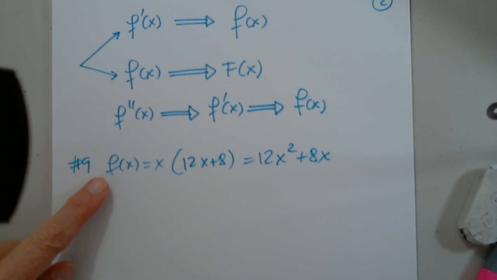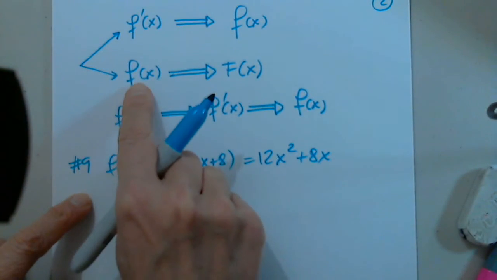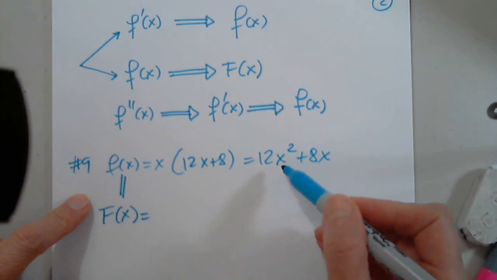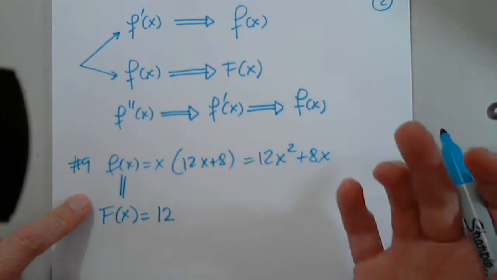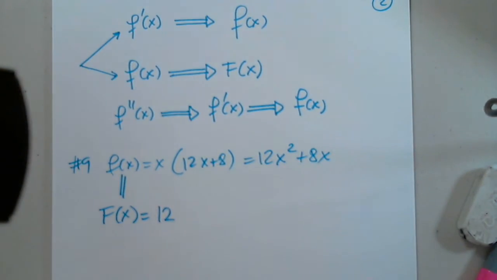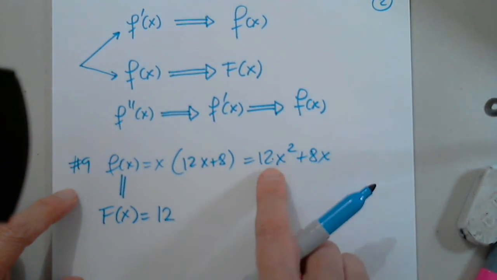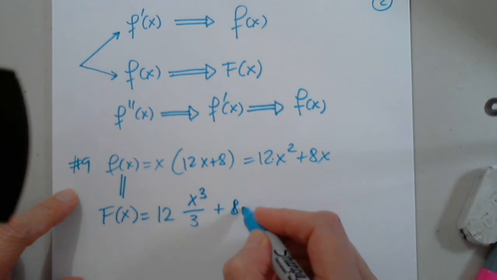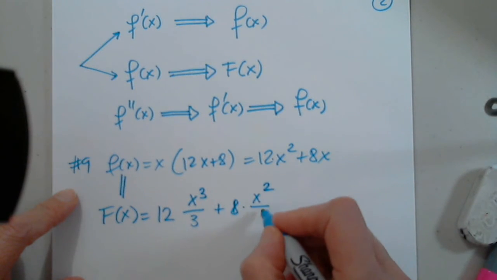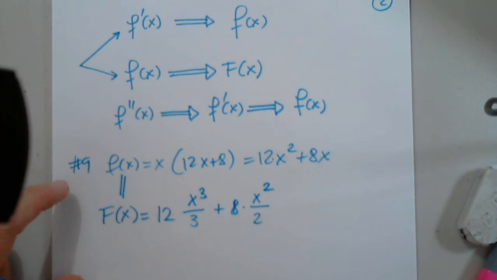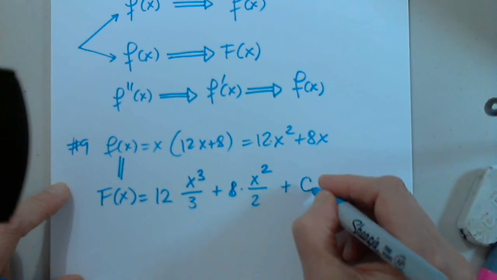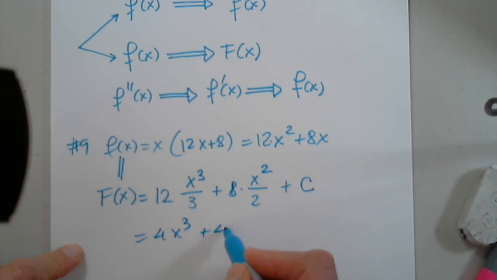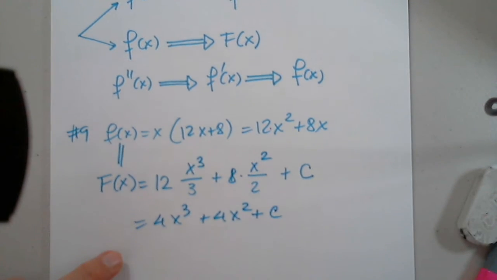Since I'm asked to find the most general antiderivative, since I'm given this notation, I will use this notation for the most general antiderivative. And I know it's 12. The constant stays in front, like for limits, like for derivatives, for everything, right? As long as it's a product. And then this becomes x to the third over 3 plus 8. Of course, this becomes x squared over 2. And then plus a constant c, the most general antiderivative. I would have to clean it up. I get 4x cubed plus 4x squared plus a constant c.